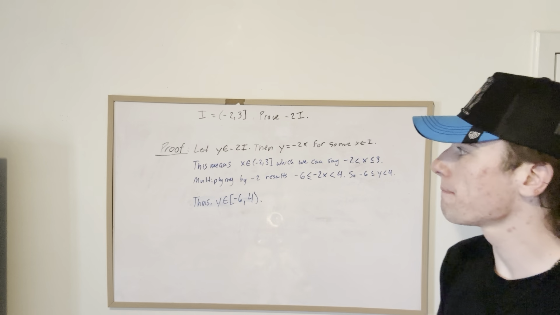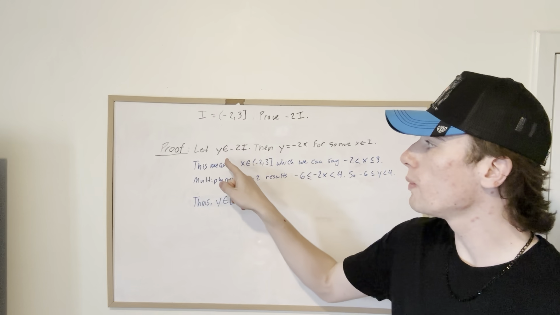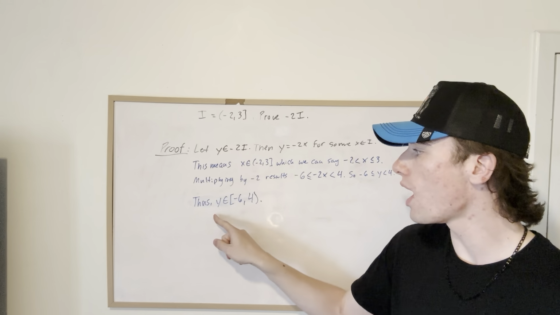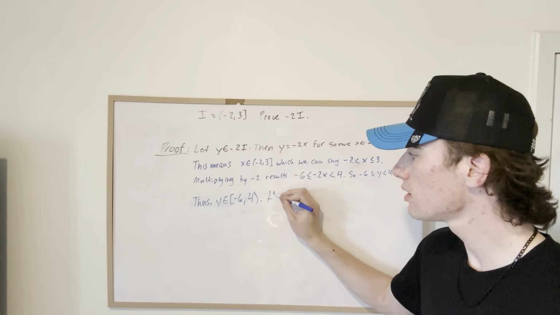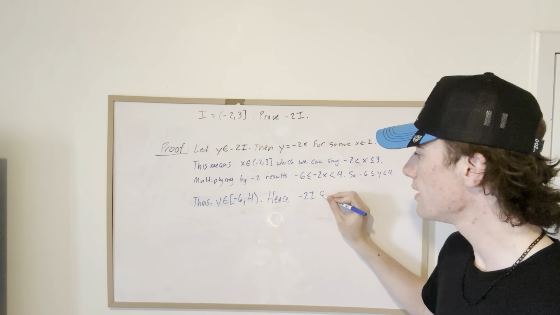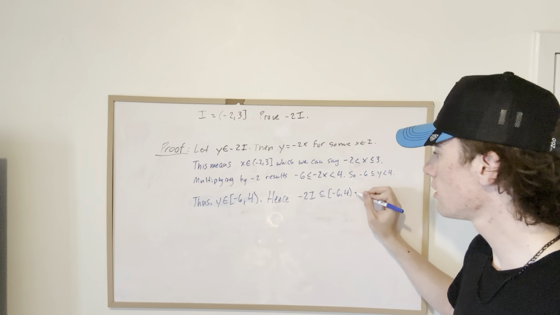So what is this saying? We have proven something here. This is the first part of our proof. We went from saying y is in -2I, and then we found that y is in the interval -6 to 4. So hence, -2I is a subset of [-6, 4).